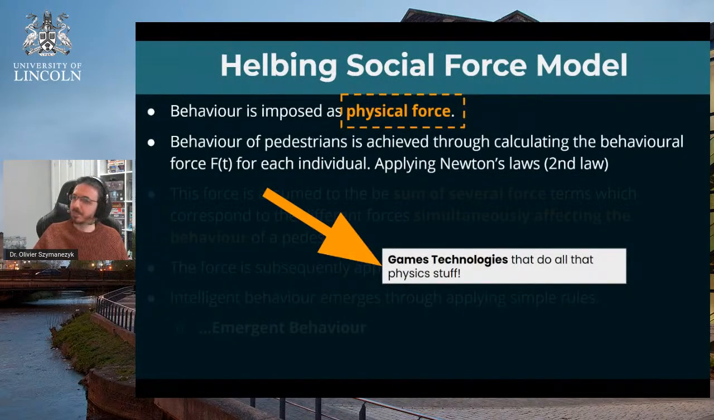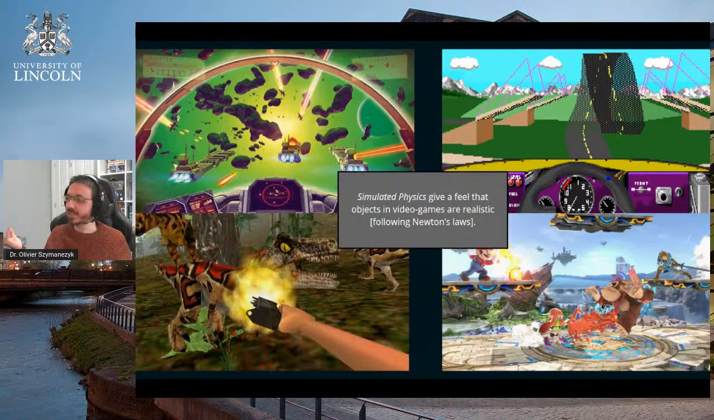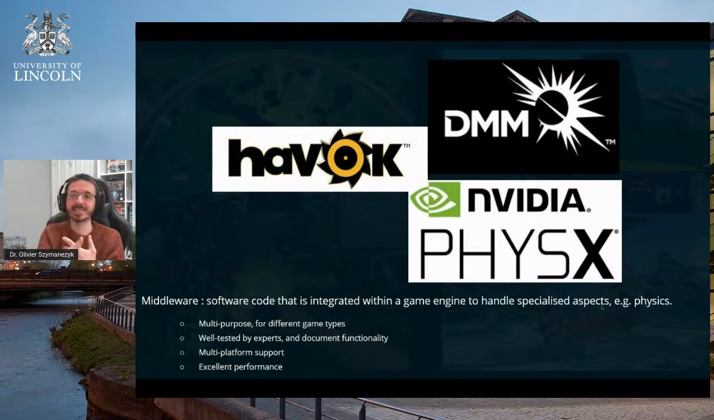However, I mentioned earlier that behavior is imposed as physical force, and that's great, because there's a lot of games technology out there that can do that physical stuff. I'm thinking about video games, stuff like No Man's Sky, Trespasser, or even, I forgot the name, Super Smash Melee. Endless games out there are simulating physics. Physics is part of their games. And video game developers don't write that physics from scratch. Most of the time, they're using already existing libraries, already existing code known as middleware. These are basically libraries written by experts with documentation and everything, with multi-platform support. They've got excellent performance, and they're as realistic as possible.